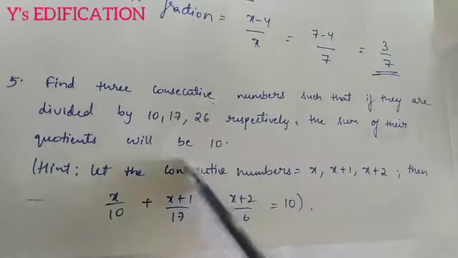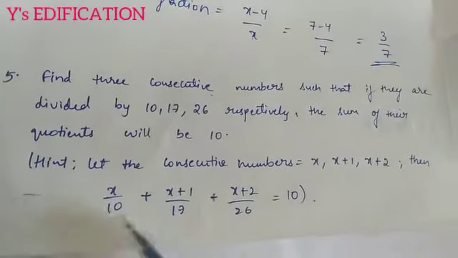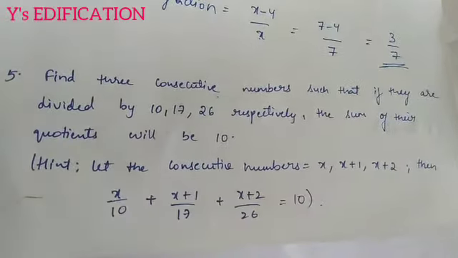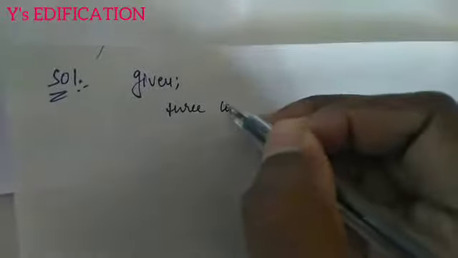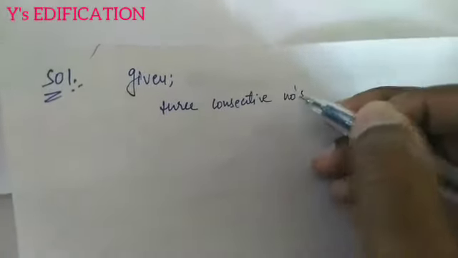So in the question they gave an equation also in the form of a hint. So we have to solve this equation. Okay, reduce this to a simple equation. So what is given in the data? Given 3 consecutive numbers.